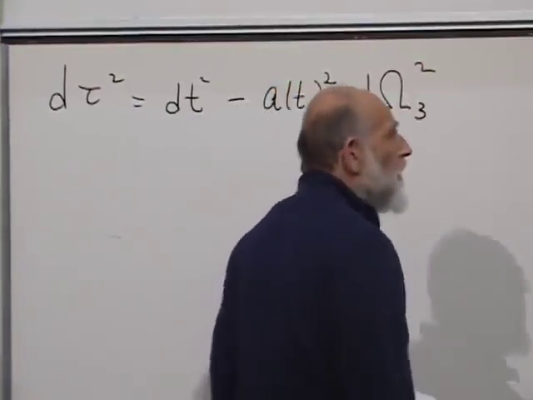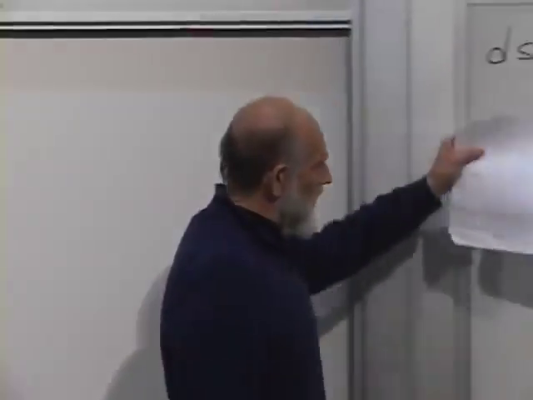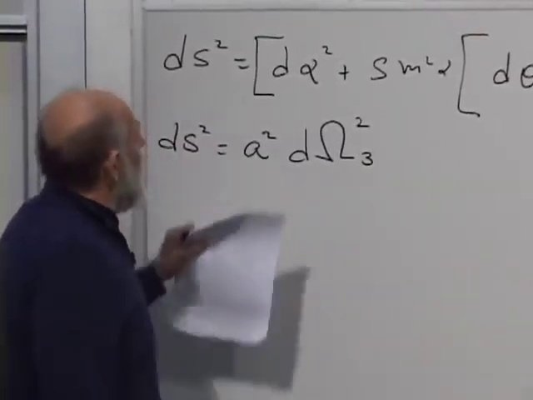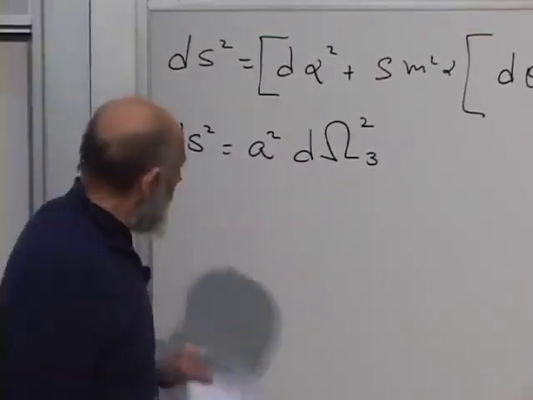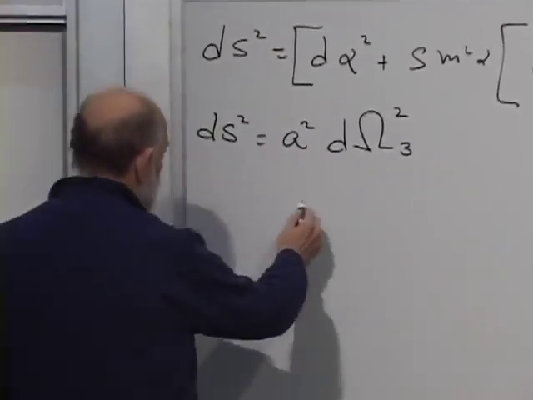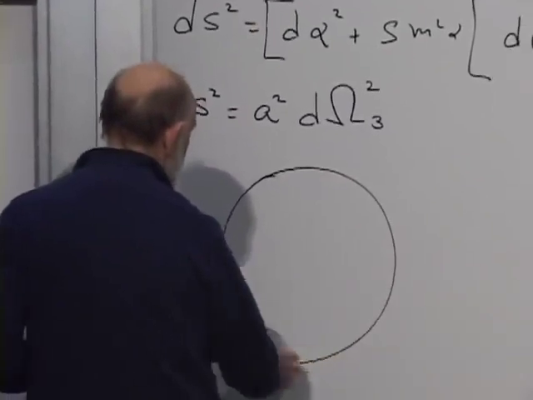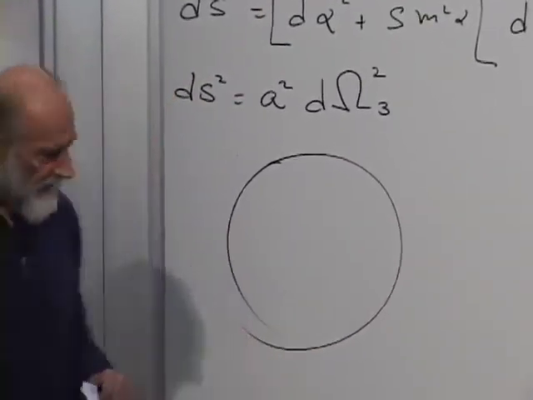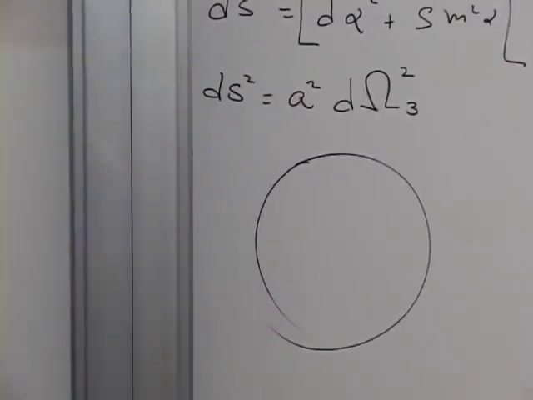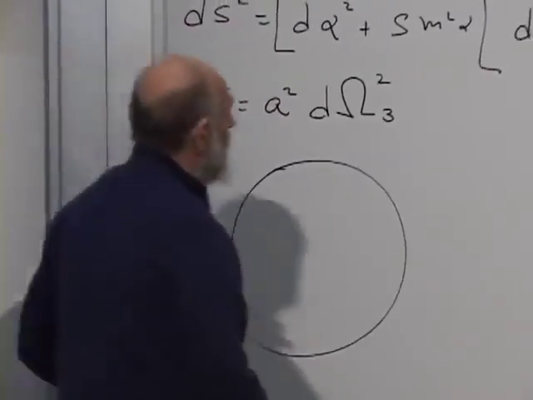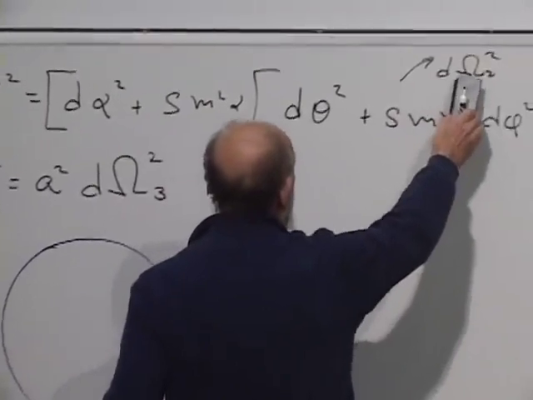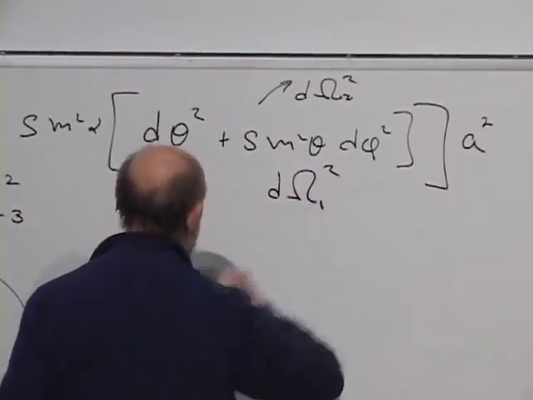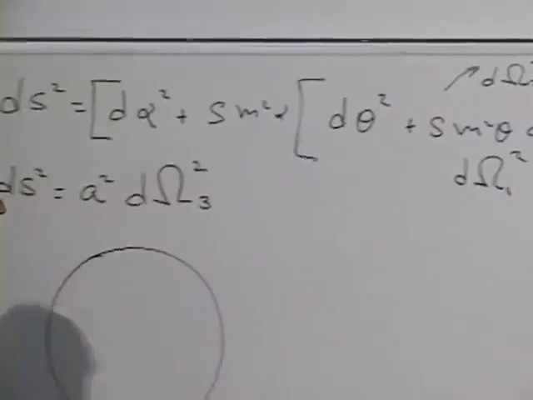Now let me say one more thing about these coordinates. As I said, there's nothing special about any particular point on the sphere. Let's draw a two-sphere. For the two-sphere, we would write it exactly the same way, except instead of putting d omega 2 here, we would put d omega 1 squared here. That's the only difference.